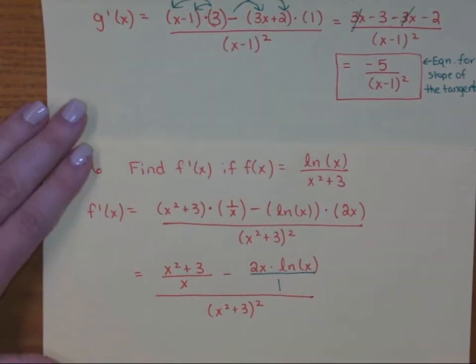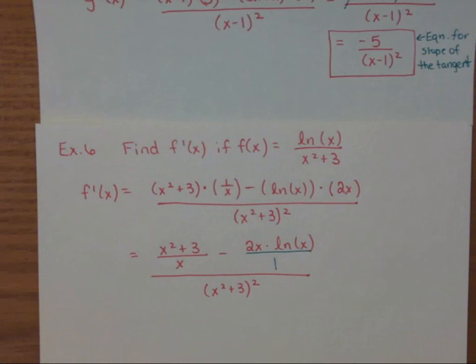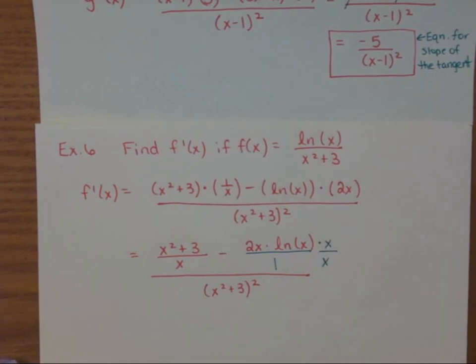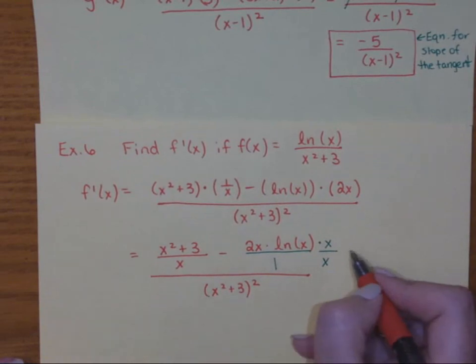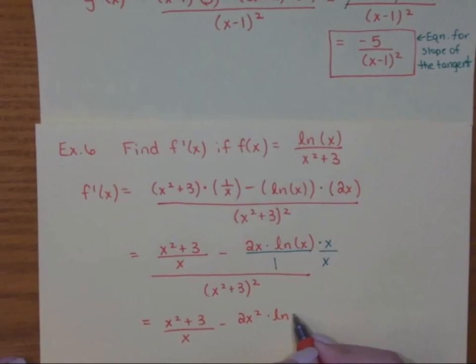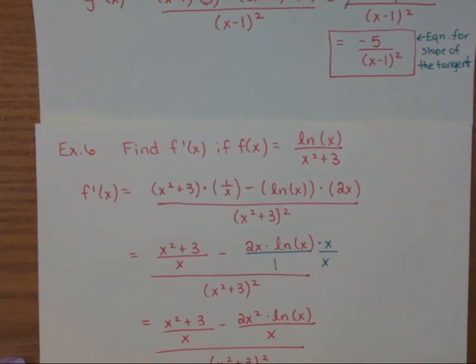So if I write that over 1 and I remember way back when I did fractions, I want a common denominator, so I need this denominator to be x to match this one. So to accomplish that, I'm going to multiply by x over x. That's really just like multiplying by 1. So that's going to give me x squared plus 3 over x minus 2x squared, right, because the x is going to combine with the 2x, times natural log of x over x, and then over that same denominator that hasn't changed yet.